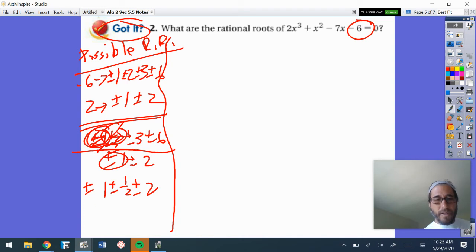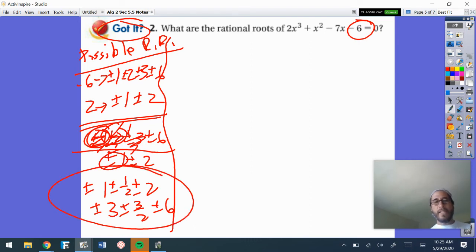3 divided by 1, which is 3. 3 divided by 2, which is 3 over 2. That one's done. And then 6. 6 divided by 1 is 6. And then 6 divided by 2, that's 3. I already have 3, so it looks like 1, 2, 3, 4, 5, 6, 12 possibilities. Oh, snap.